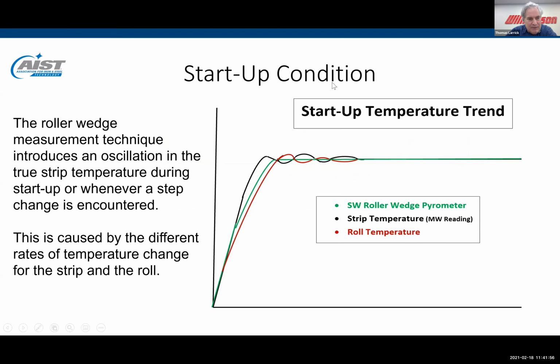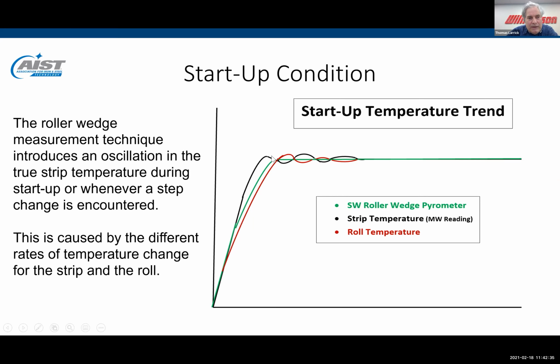What will happen, and I apologize, this graph maybe isn't quite so clear, but the strip temperature, represented by the black line, responds more quickly to a step change in temperature than does the roll temperature, which is represented by the red line. So when there's a step change in the temperature, and particularly at the beginning of a startup, the roller wedge measurement is an average between the temperature of the roll and the temperature of the strip. But the strip is responding quickly and the roll is responding slowly.